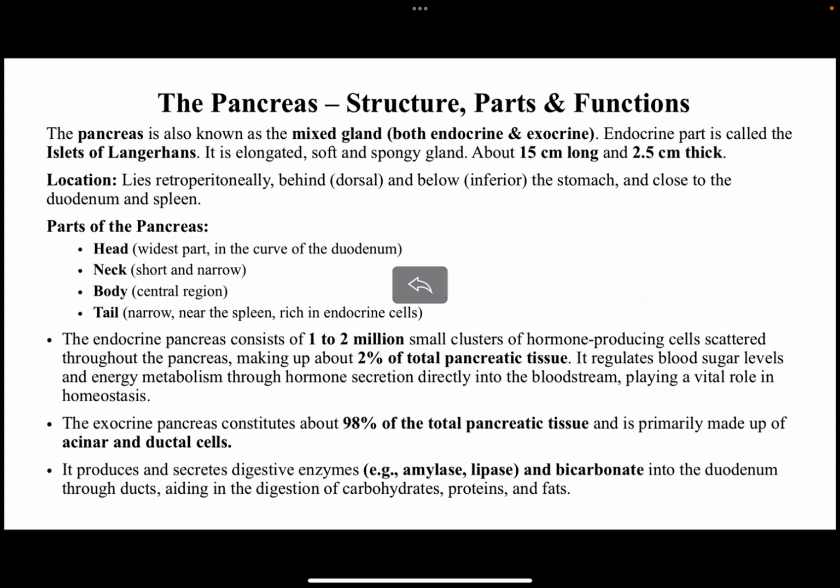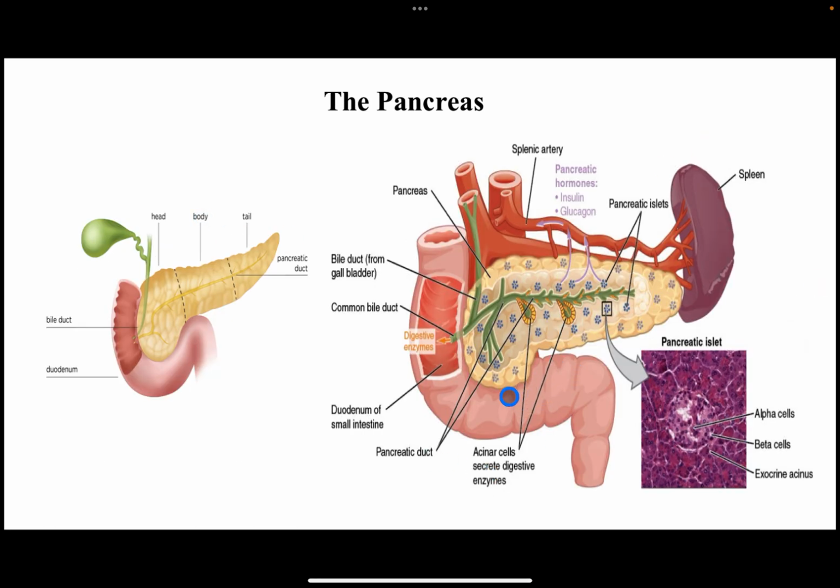Now, the pancreas is located retroperitoneally, behind and below the stomach and close to the duodenum and the spleen. This is the spleen, and this is the duodenum. The head of the pancreas is within the duodenum. Some literature says the pancreas has 3 parts, some say 4. We have the head, the body, and the tail. The tail is the narrowed portion that heads closer to the spleen.